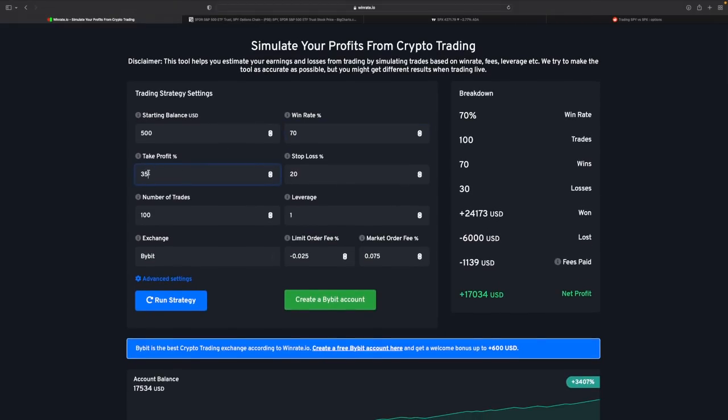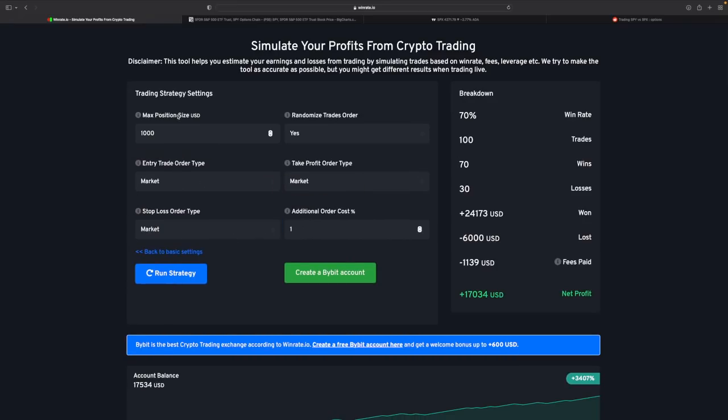And we are taking strict profit at 35%, strict stop loss at 20%, and the number of trades in this case is 100, for example. And you don't pay attention to this because it's not leverage. And what I did here in advanced settings, this is important, was set the maximum position size per trade.